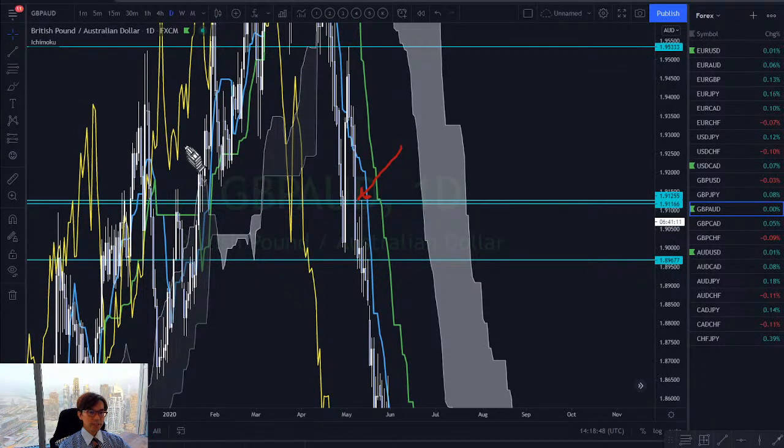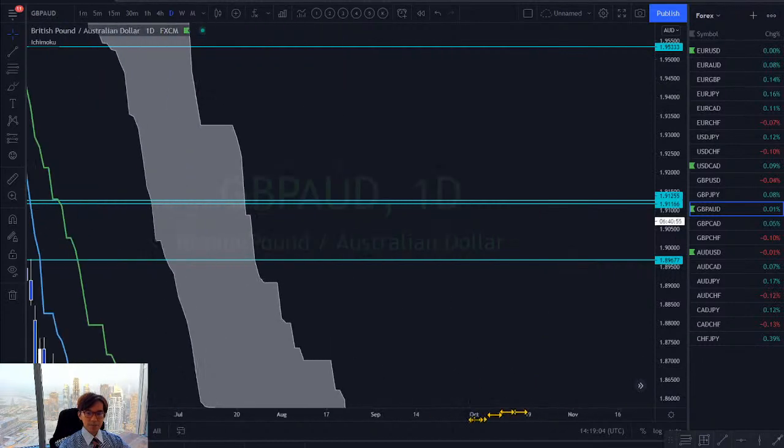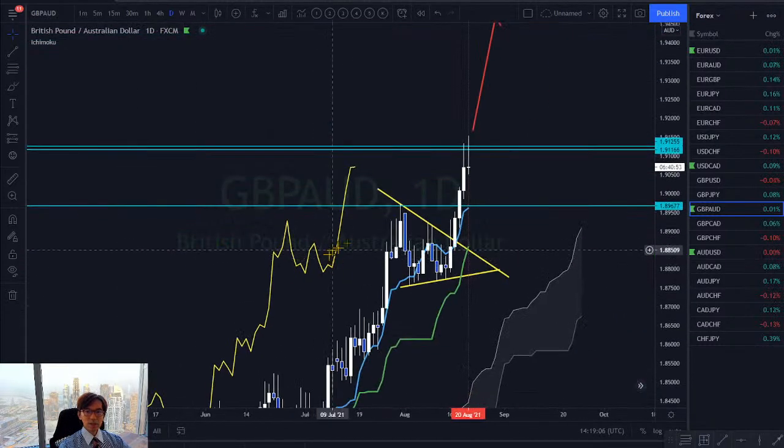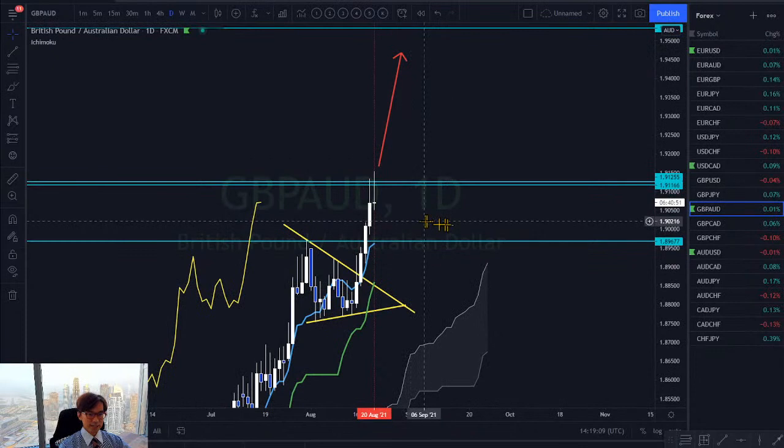And also, there were a couple of resistances here too. So, when you see multiple resistances, the market can react to that line and retrace backwards, which is exactly what's happening right now. So this is today's analysis, and we can see a pin bar, and it looks like the AUD is getting stronger and the pound is getting weaker, or the pound is ranging now.